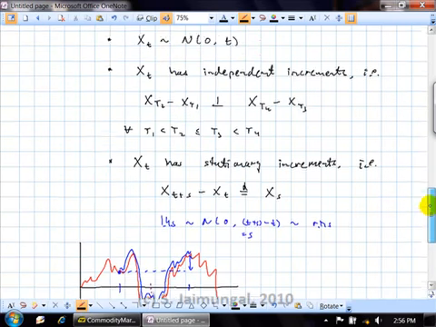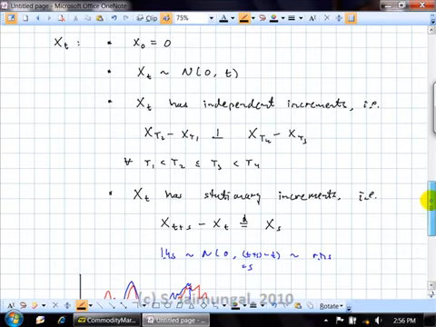So these properties, let's review them again because they're very important. The process starts at 0. To be strictly correct, I should say 0 almost surely, but you guys can ignore that. You can just say it starts at 0.